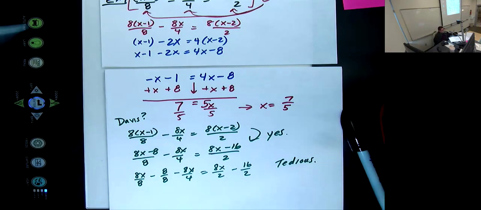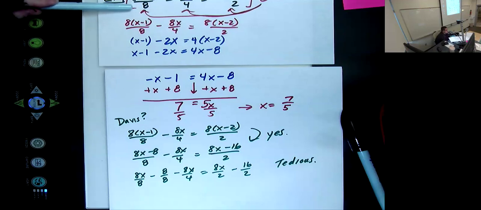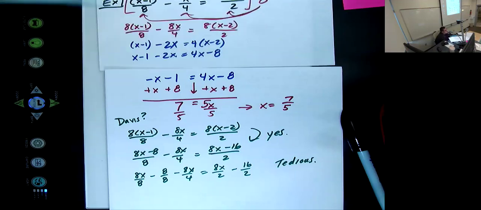The idea of multiplying by that LCD is to get rid of dealing with fractions. And so, let's just roll with that. We could have not even multiplied by 8 and dealt with fractions right off the gate from here. If I were to do that, I probably would have done it there. But it does work.